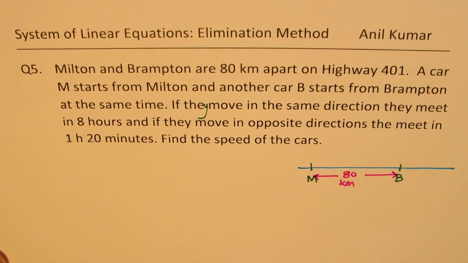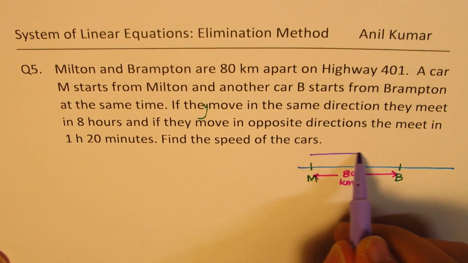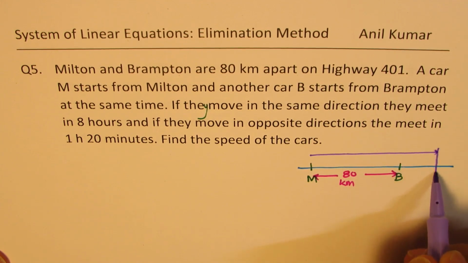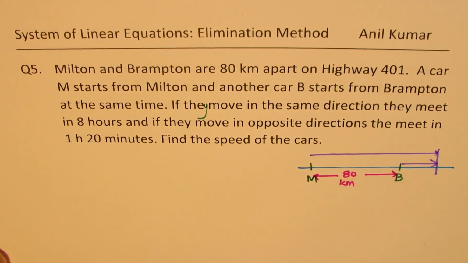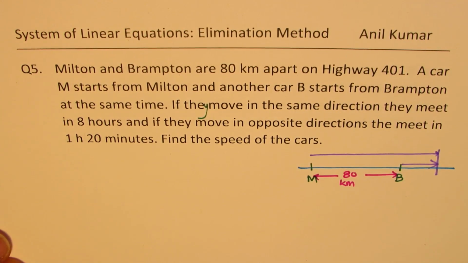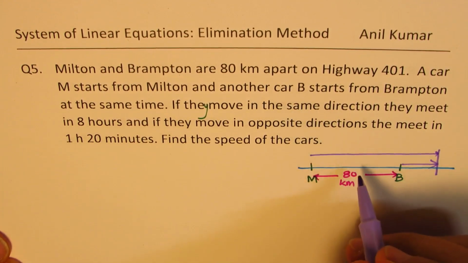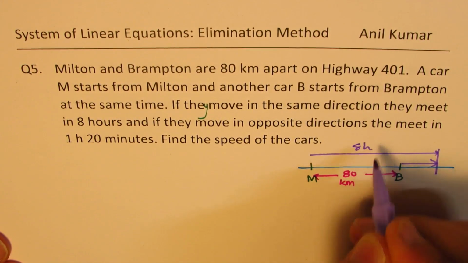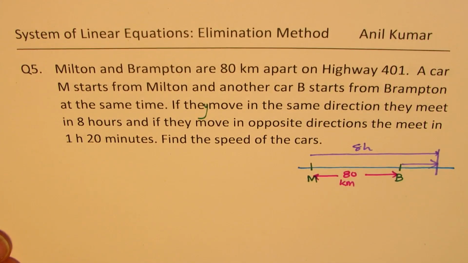Okay, so that means if one car starts from here, it goes much faster, right? And they meet at the same time. These are the two distances covered, right? Okay. So this time t is given to us as 8 hours. Okay, let's find the equation for this.